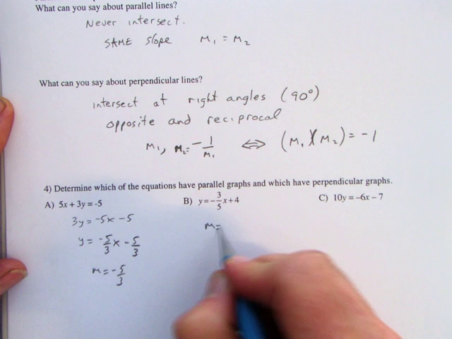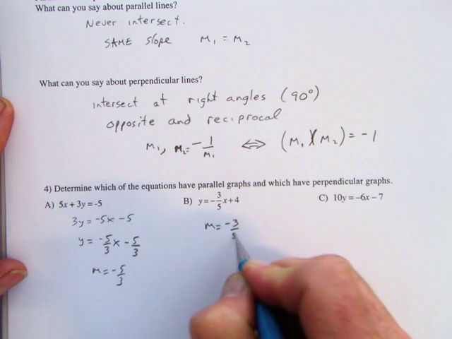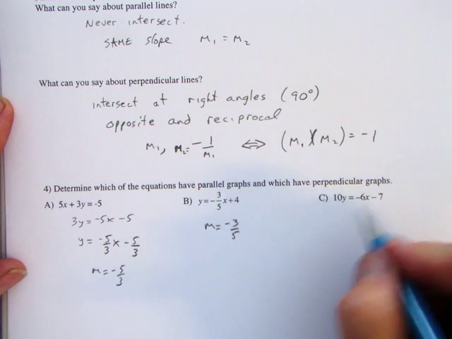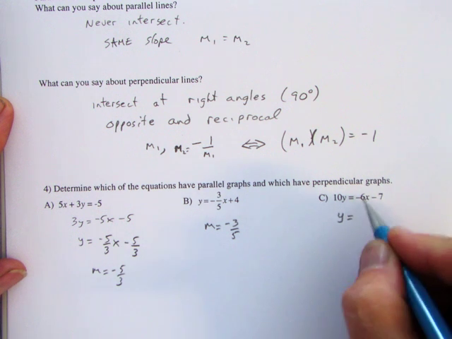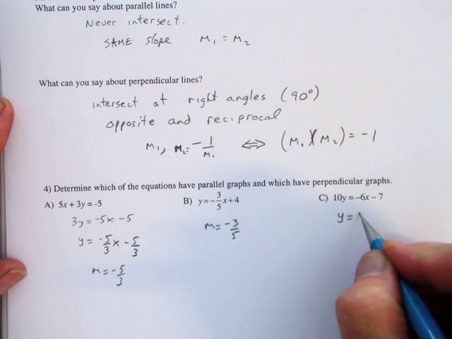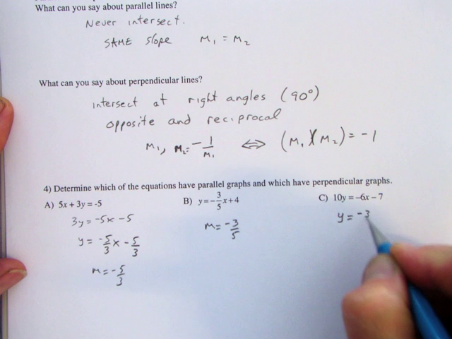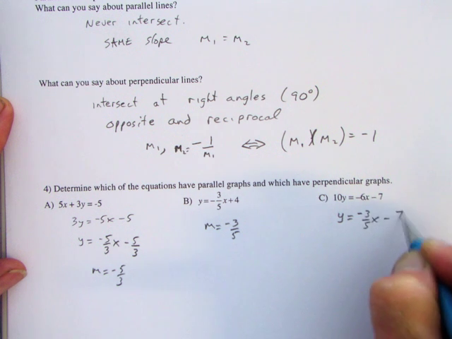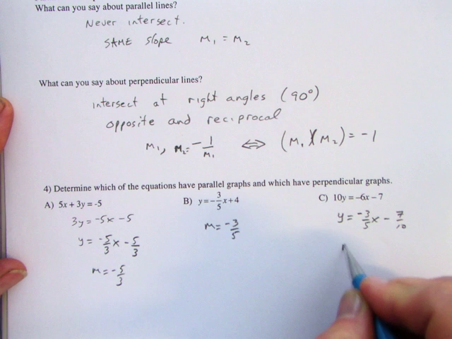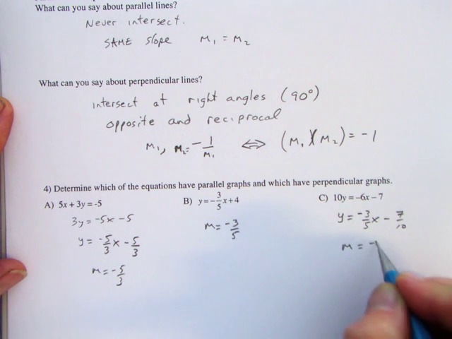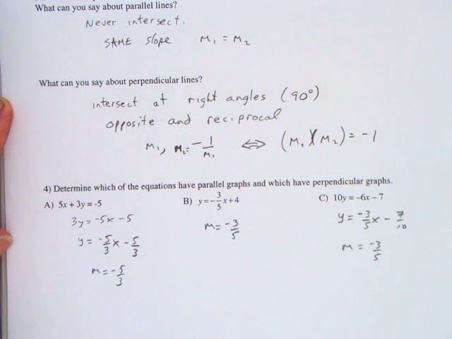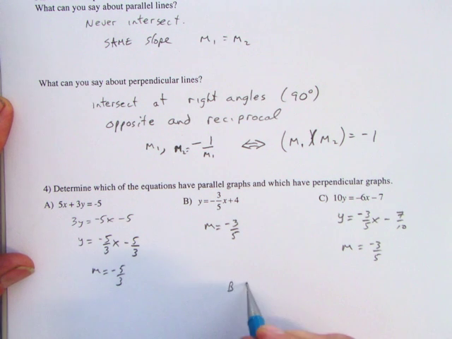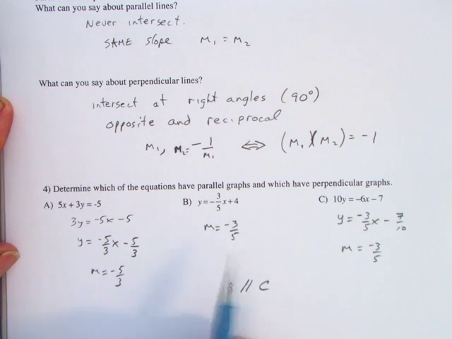On this one, it's already solved for us. We don't need to do anything. Negative 3/5. Over here, we need to divide by the 10. So we have negative 6 over 10, which will be negative 3 over 5, x minus 7 over 10. And we'll get m equals negative 3 over 5. And looking at this, we can see B is parallel to C because they have the exact same slope.